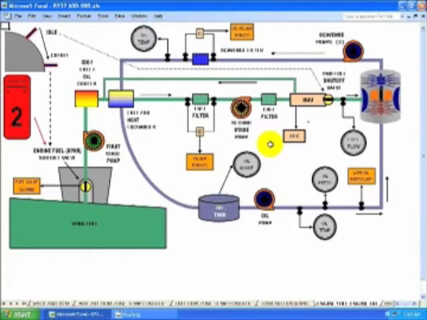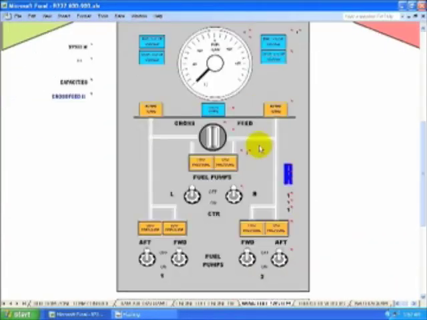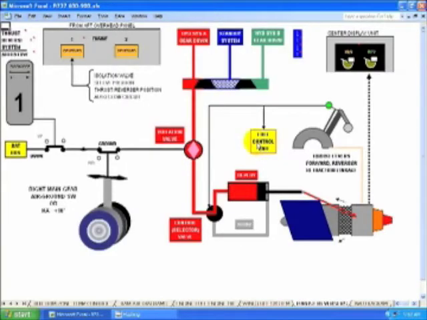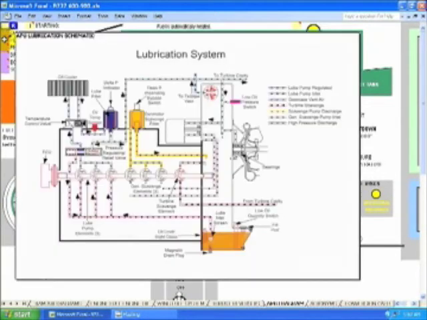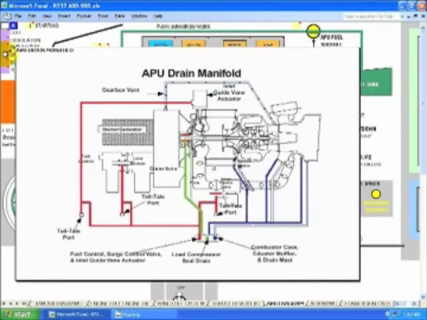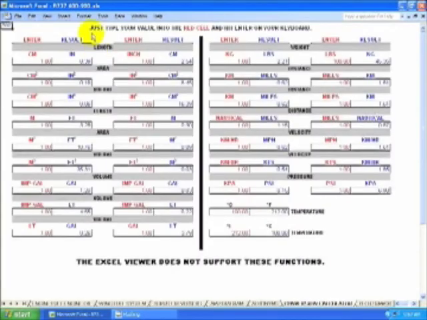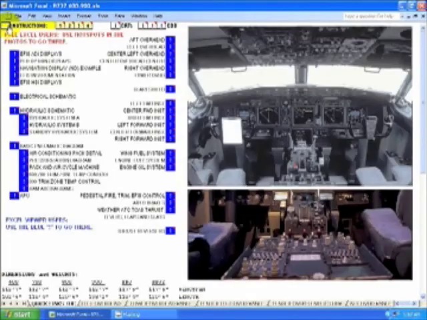engine fuel and engine oil, wing fuel system, and differences, thrust reversers, APU diagram. Acronyms. Conversion calculator. And on every sheet in the upper left corner is a link back to the table of contents.